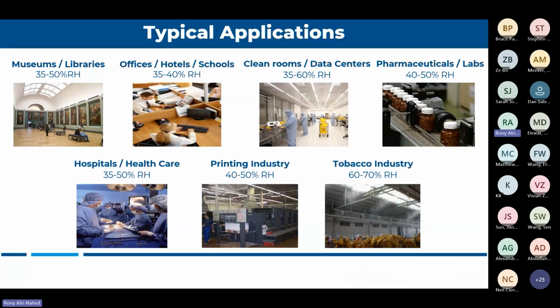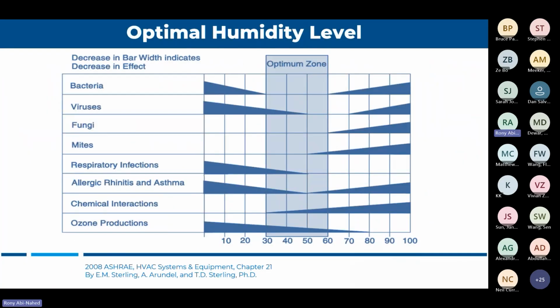So what are the typical applications where we need to use humidification? Any application actually needs some sort of humidification. In museums and libraries, you need to maintain a certain level for the art so it doesn't start cracking. Offices, hotels, and schools are more for the comfort and health of the people inside. Clean rooms, data centers, pharmaceutical labs, hospitals, operating rooms, the printing industry, the tobacco industry, the electronics industry, any industry needs some sort of humidification.